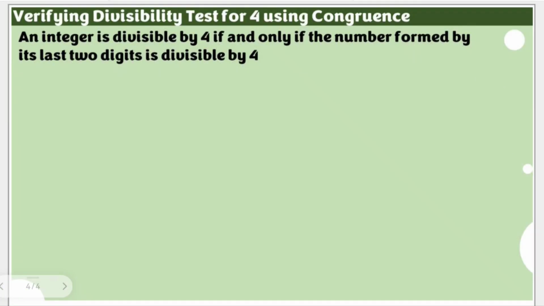This is the divisibility test for 4 that we teach to our students. An integer is divisible by 4 if and only if the number formed by its last 2 digits is divisible by 4. That means no matter what would be the forms of the other digits, as long as the last 2 digits, or the number formed by its last 2 digits, is divisible by 4, automatically the entire integer n is divisible by 4 as well.